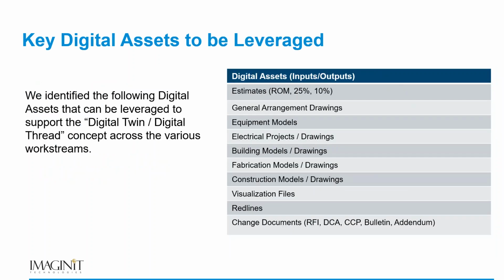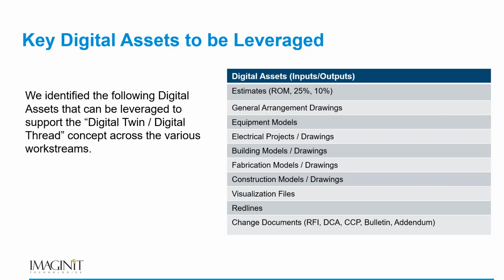Okay, next one. Finally, I have a list here of a lot of the assets that we typically see and that are utilized in a factory layout and design. Number one, I talked about estimates. Quicker estimates are created by doing things like using standard layouts, automations, and standard equipment models. So we can build ROMs that are more accurate earlier on in the process.